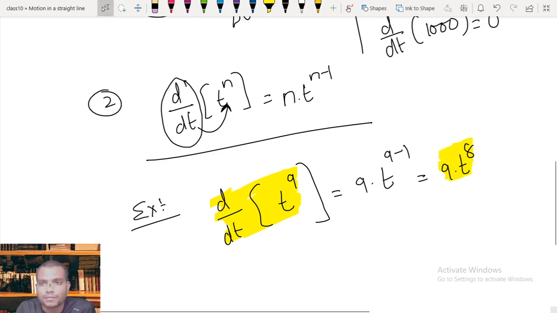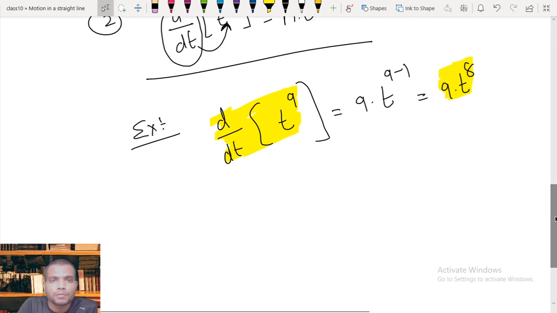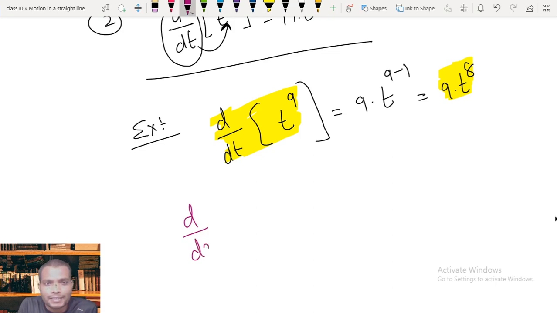Let me take one more example. I can discuss this one today. Let me take d by dx. Usually the formulas wherever you find them will be in this form. So d by dx of x power minus 1. Here we are doing differentiation with respect to this variable, there is no problem.